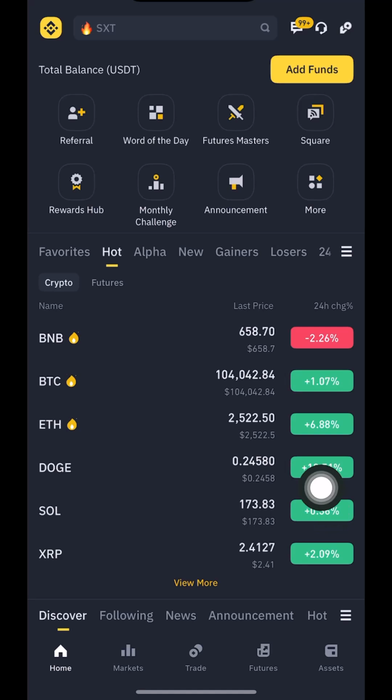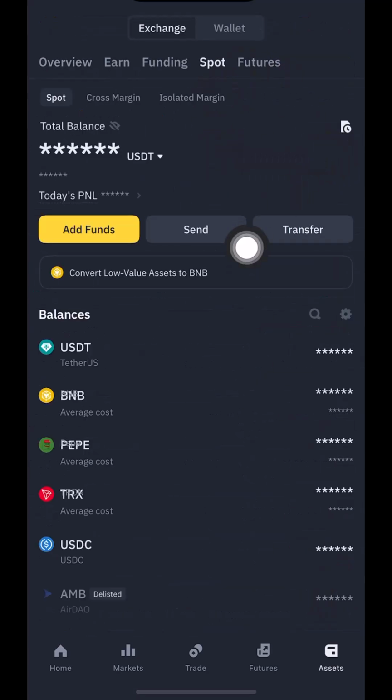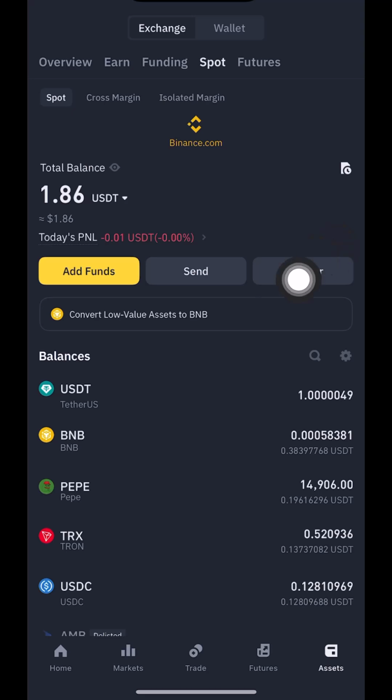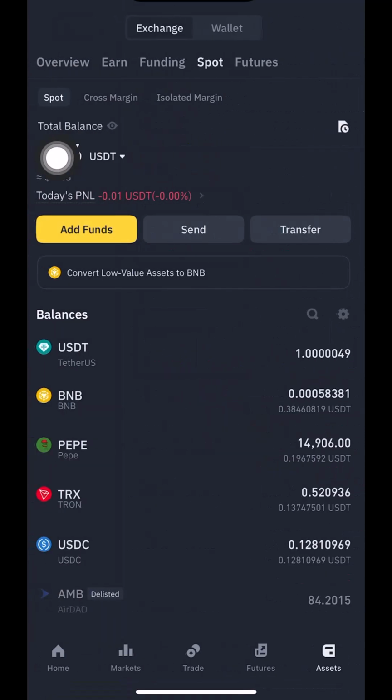Before you start trading in spot, you must have funds in your spot account. You click on Asset, and you click on Spot here. Now in my spot account, I have 1 USDT, $1. You can see it, so I can trade it.